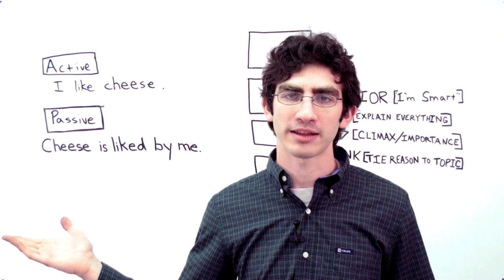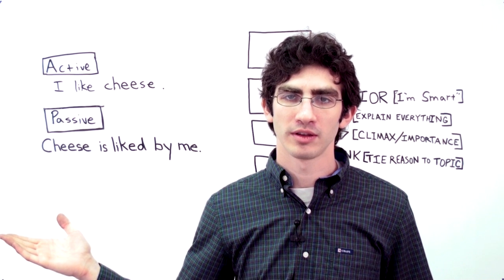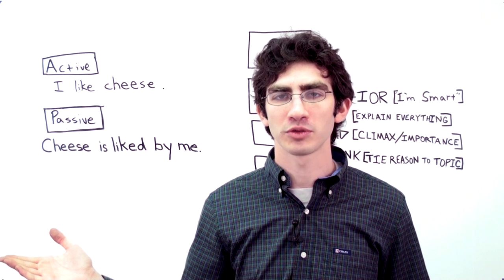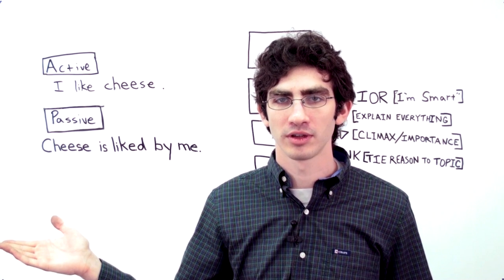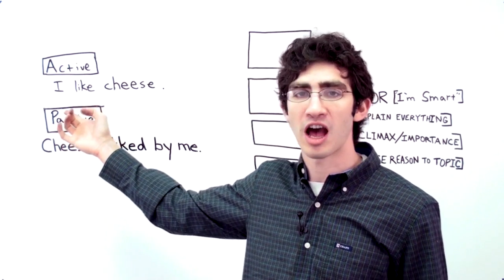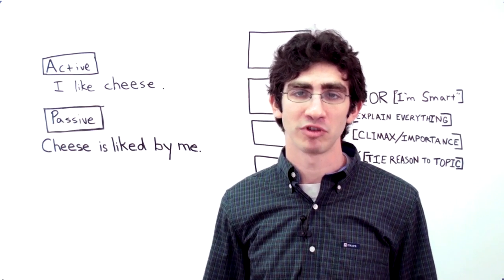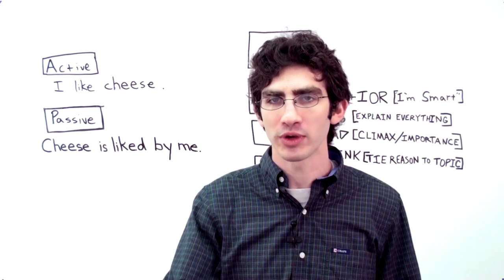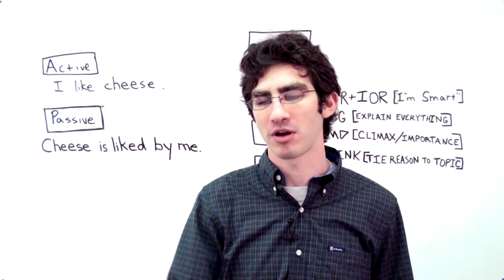Here are some examples of active versus passive voice. There's a sentence written in two different formats on the board. The active voice reads, "I like cheese." Of course, we know in this case the subject of the sentence is I, and we know the verb is like. In this case, the I is actually liking the cheese. It's doing something. It's performing the verb.